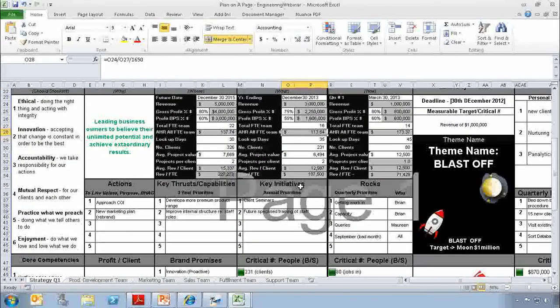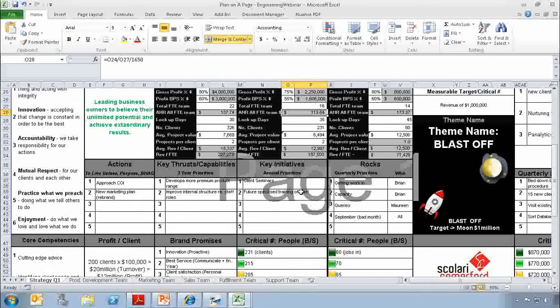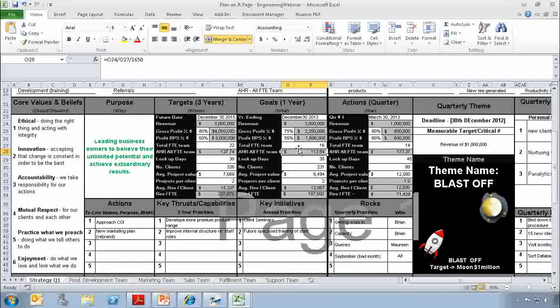So what are your core values? What's your purpose? Why are you in business? What are some of the actions that you need to do to make these numbers happen, both over 1 year and 3 years? What are the key numbers for the quarter? So we will actually have this, and you will put the numbers in. It's obviously a process to get to where you want to go over the quarter.